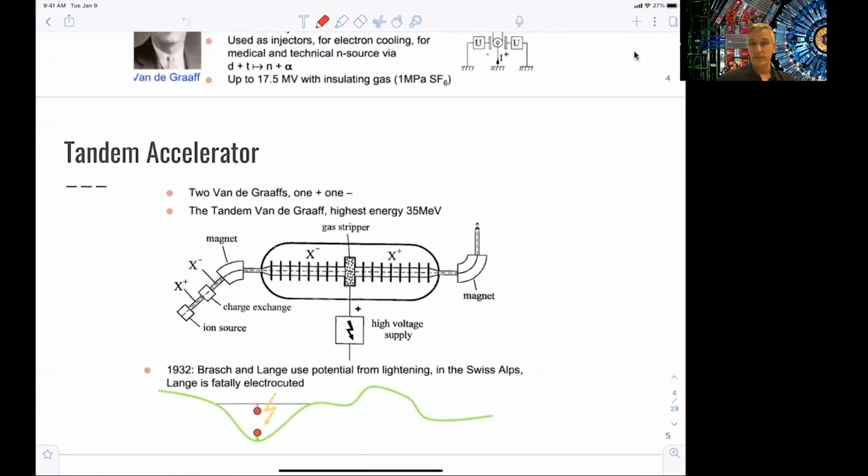Large potential differences were a field of study in the 1920s and 30s, and it's just noteworthy that this is a dangerous field. So Brasch and Lange used potential from lightning in the Swiss Alps, but this was fatal for Lange, who was electrocuted fatally by a lightning strike.